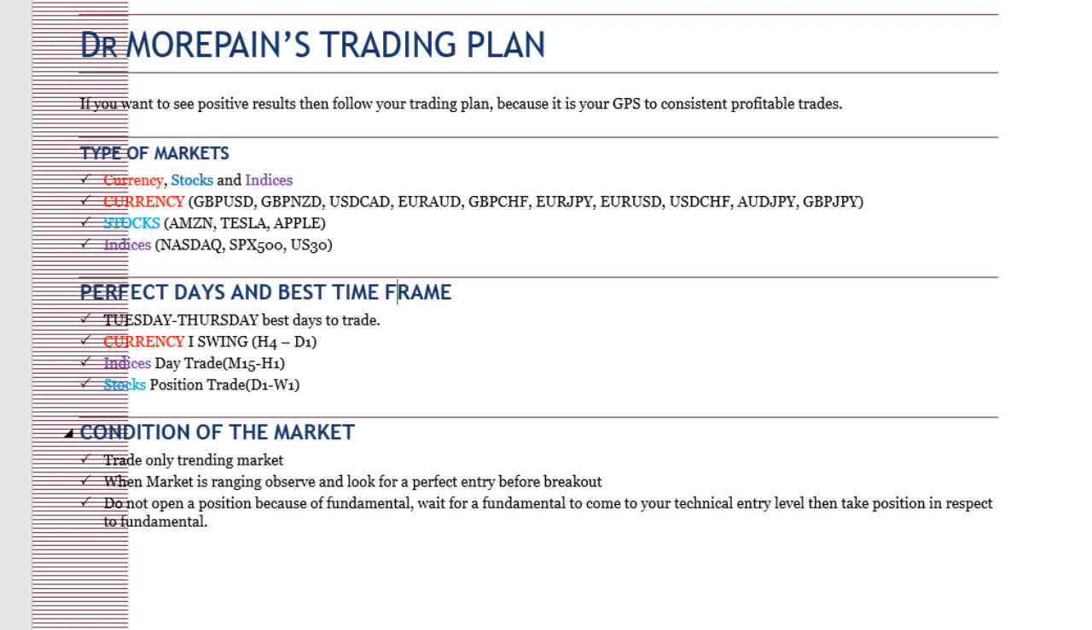So for stocks, I check Amazon, Tesla, and Apple. The reason for this is because they also give me an idea where some of the indices that I'm trading are going. So for indices, I have Nasdaq, SPX 500, US 300, and US 30. So if you check, I'm only focused on US stocks and US indices.